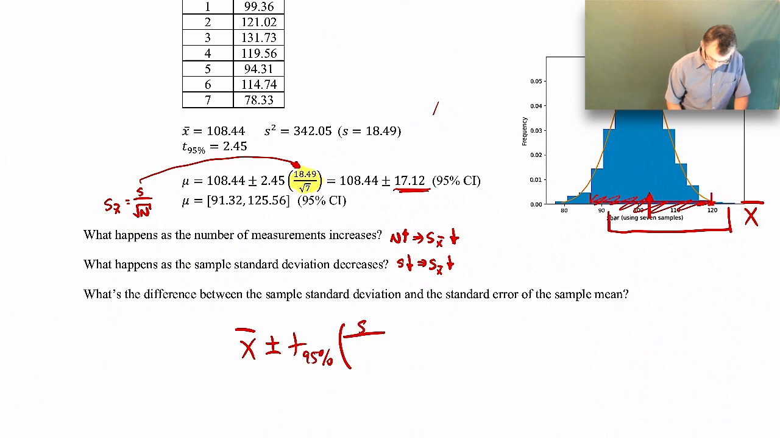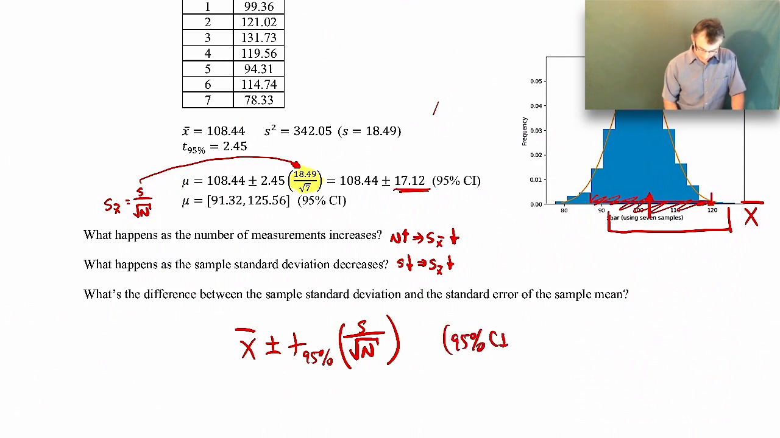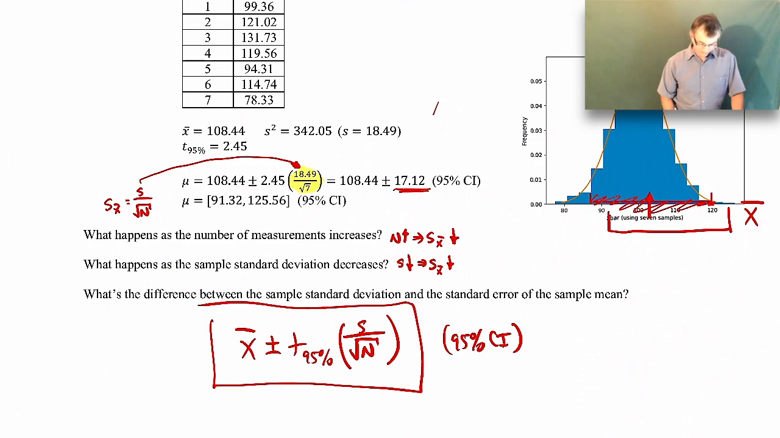The sample standard deviation divided by the number of samples that we've measured. And if you want, you can put in the parentheses 95% confidence interval. That is how we express our uncertainty for a multiple sample experiment. So it's a lot more complicated than the single sample experiment. So with multiple samples, you have to rely more on statistics and probability to get the best way to express that uncertainty.